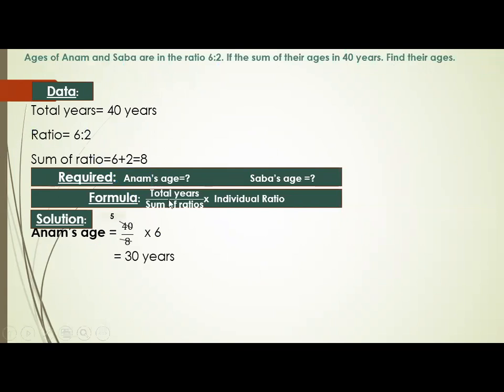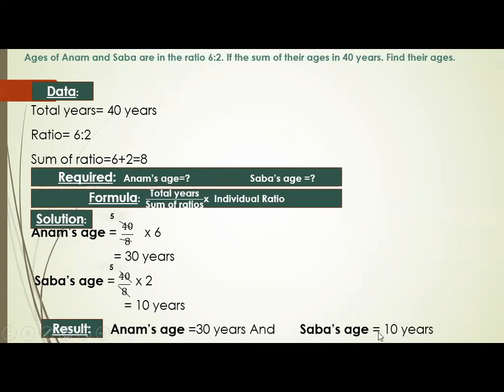Now what about Sabah's age? We can find Sabah's age by 40 upon 8, and the individual ratio for Sabah is the second ratio, that is 2. Again 8 ones are 8, 8 fives are 40, and 5 into 2 is 10 years. Very good. So here we can write down the result. Anam's age is 30 and Sabah's age is 10 years. And if we add these two ages, we get the total sum equal to 40 years. Clear?